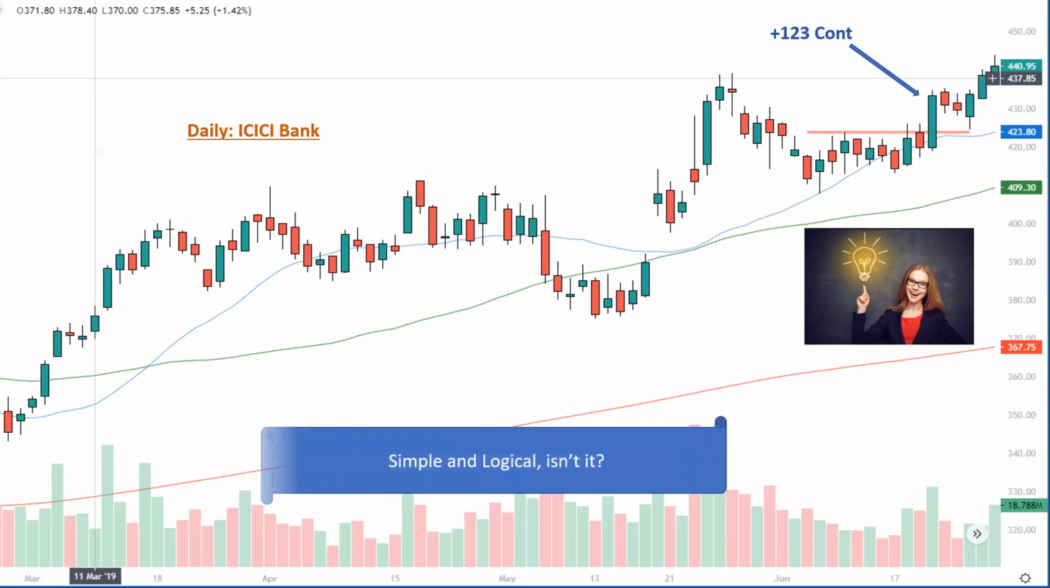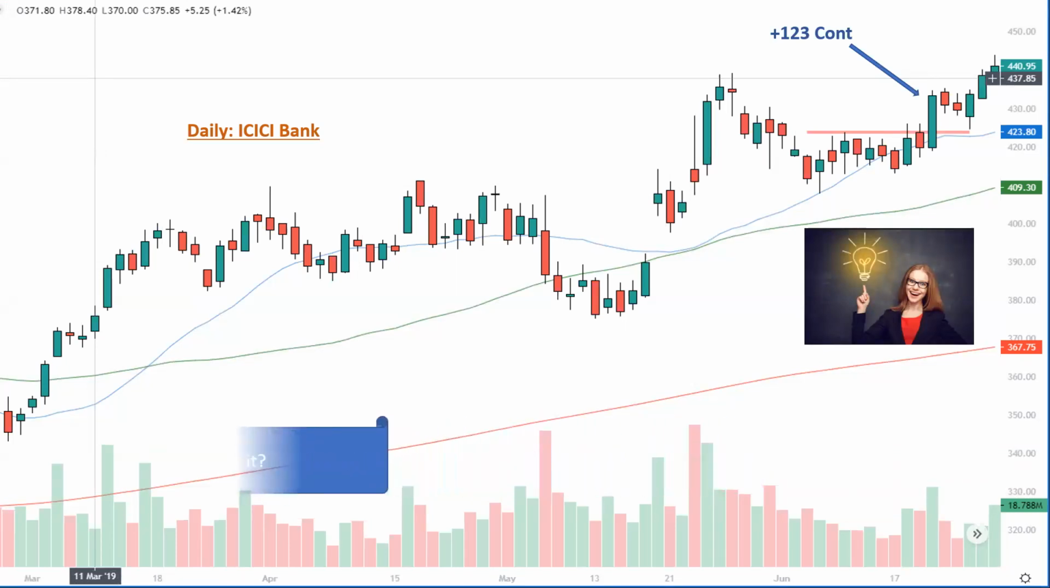So we do not need any sort of indicators or oscillators to take such simple trades. If you just focus on the price action and the message they are giving, it would be enough to take the successful trades. So with that, let's move on to the next example.